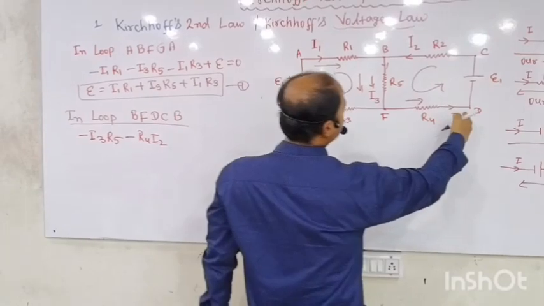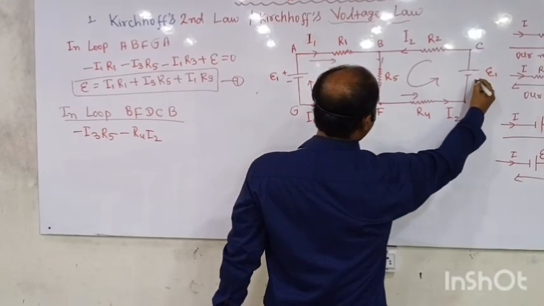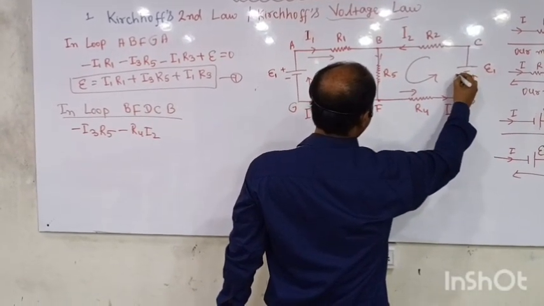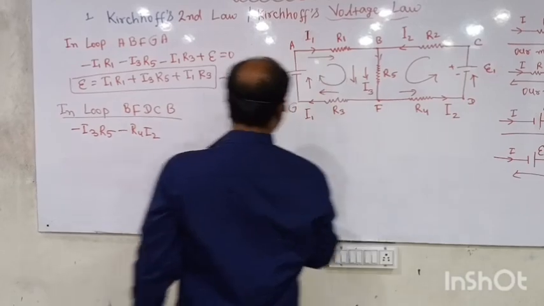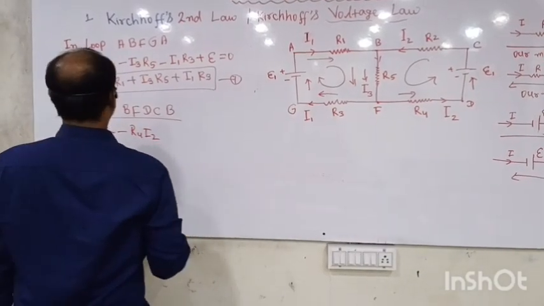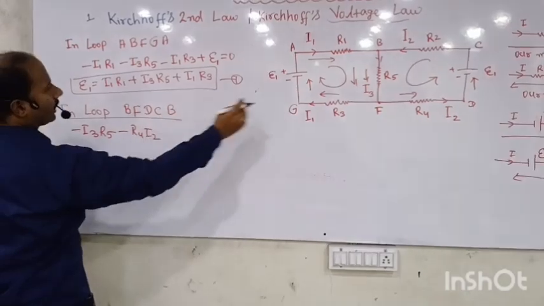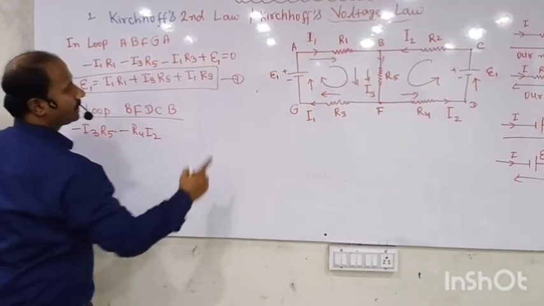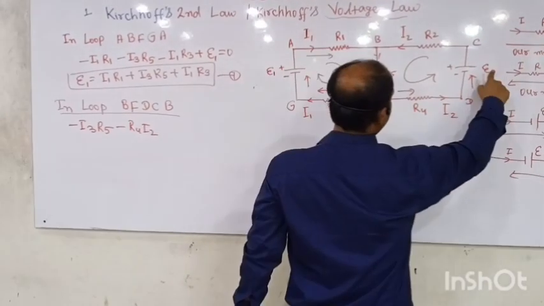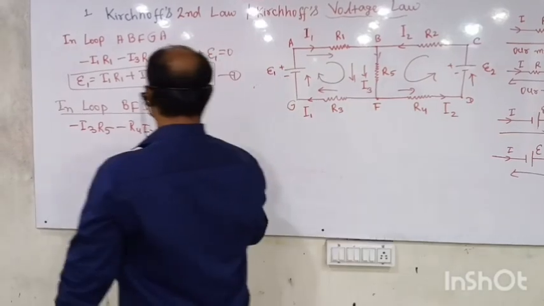And from D to C, here we are moving in the same direction of current. It is minus and it is plus. So we have to take sign here. Here we have to put E1. Here this is E1 and this is E2. Students, we have to write here E2. Okay.